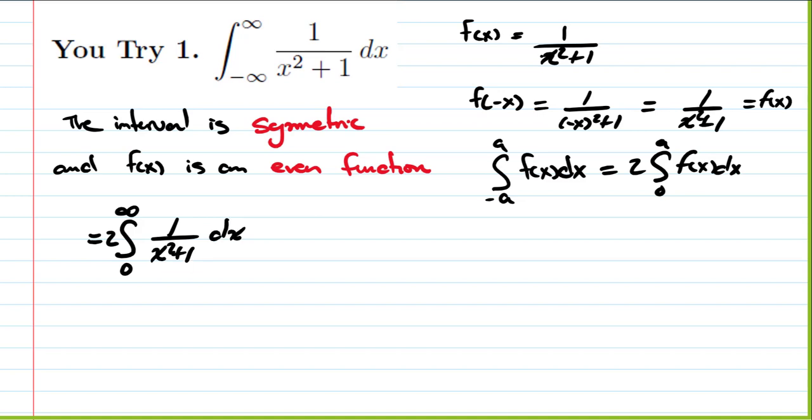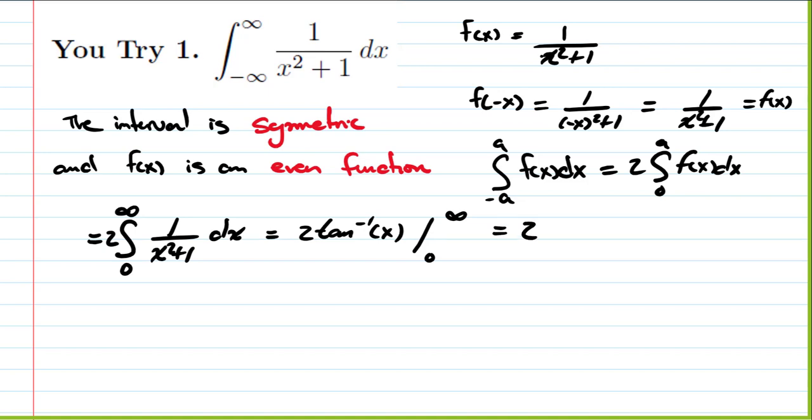So one thing I do want to note, you don't have to do it this way. If you just evaluate it, you're going to get the same thing. What is the antiderivative of 1 over x squared plus 1? Should be inverse tangent, right? And if I evaluate that from 0 to infinity, it's going to be 2 times.